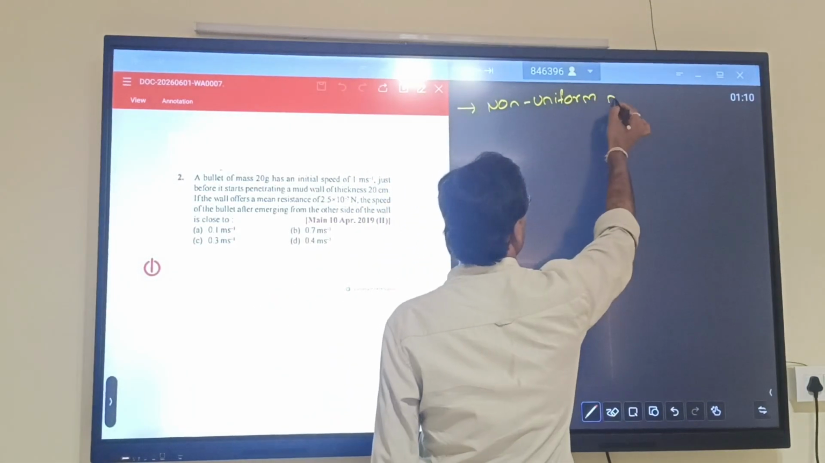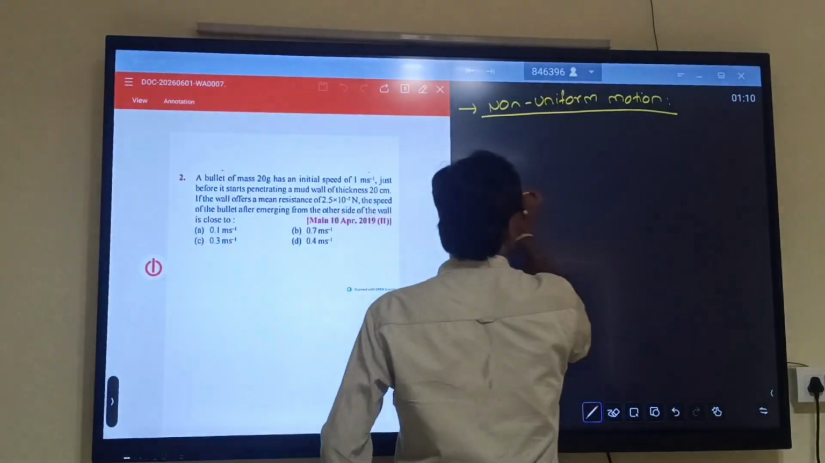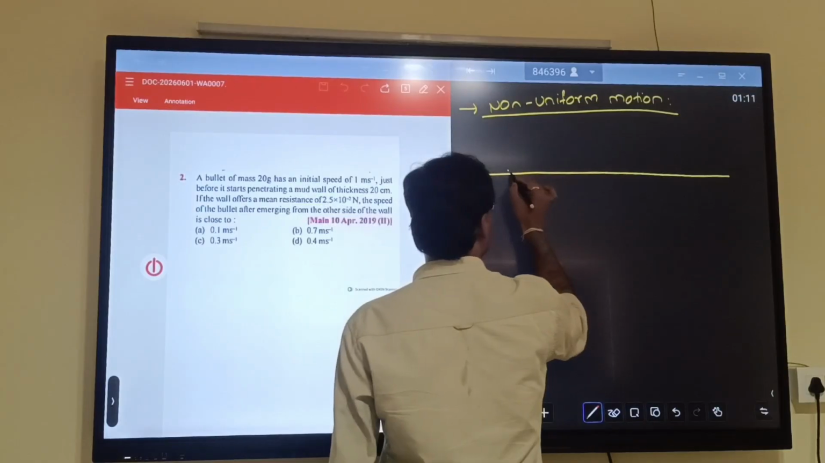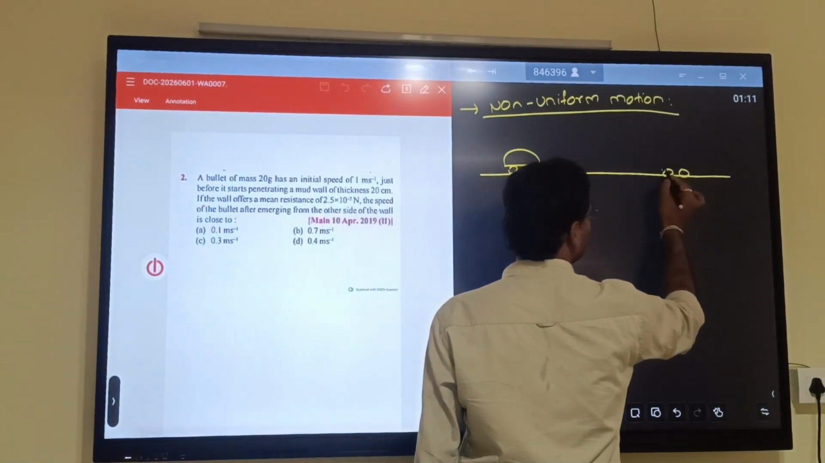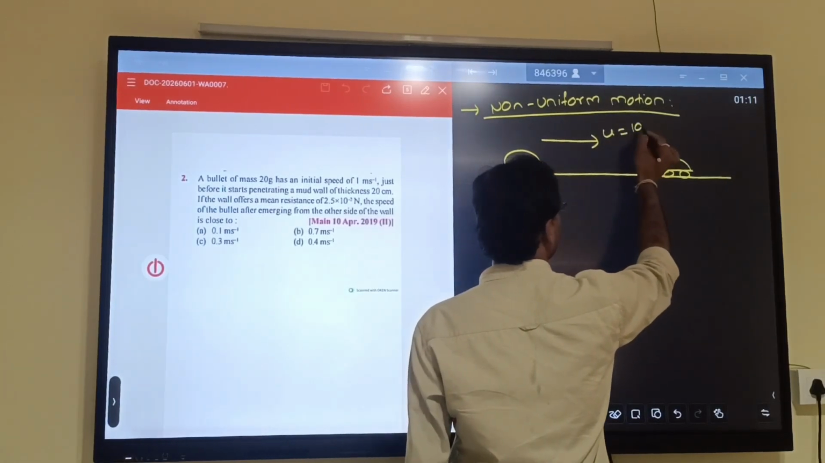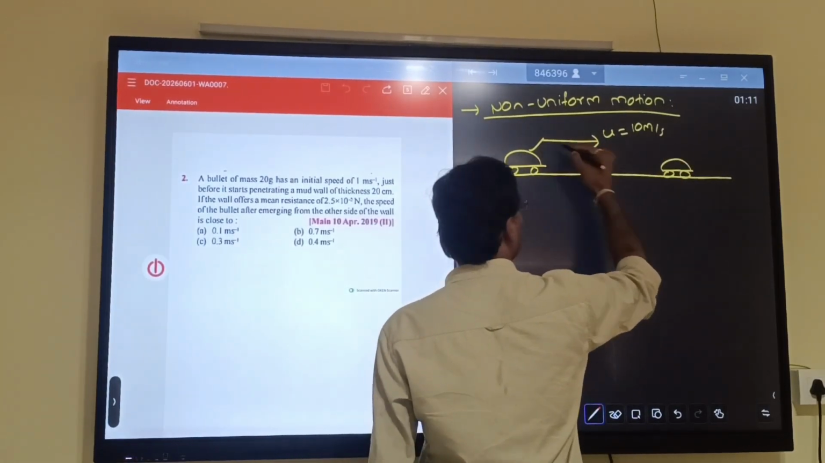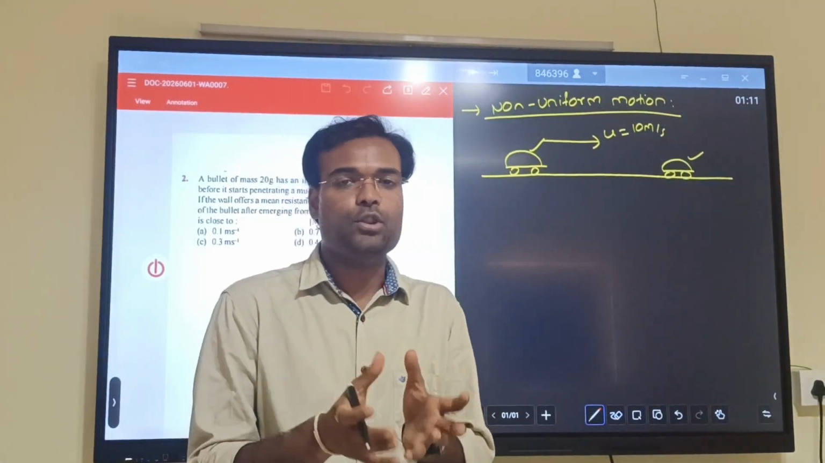Non-uniform motion. And the first point is what is non-uniform? Suppose here an object starts its journey from here and moves up to here, and if its velocity u is equal to, let us assume, 10 meter per second, both at this location and this location, we can say that the object is in uniform motion.